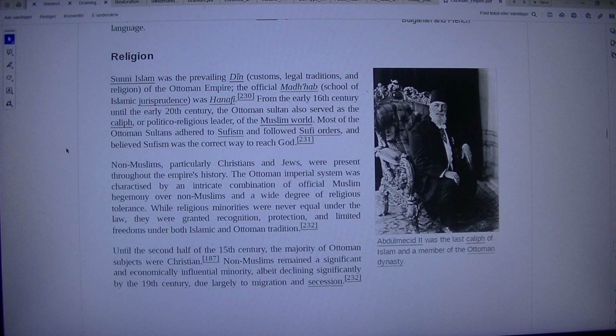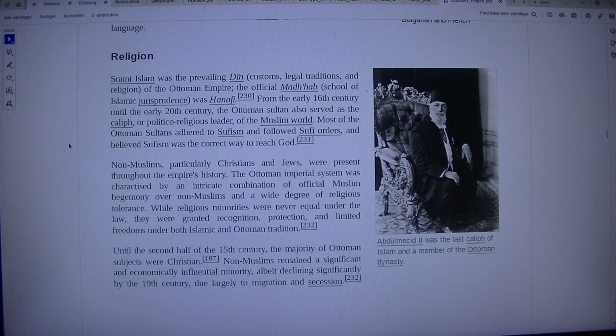From the early 16th century until the early 20th century, the Ottoman Sultan also served as the caliph, or politico-religious leader, of the Muslim world. Most of the Ottoman sultans adhered to Sufism and followed Sufi orders, and believed Sufism was the correct way to reach God.